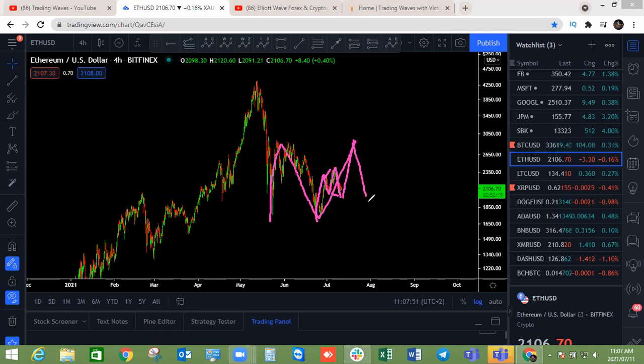So the structure will still be 3 waves to the upside on Ethereum. We may just get one more down here. But for now, we're going to take it one wave at a time. We're going to expect Ethereum to push slightly higher. Okay, so that's what we're looking at.